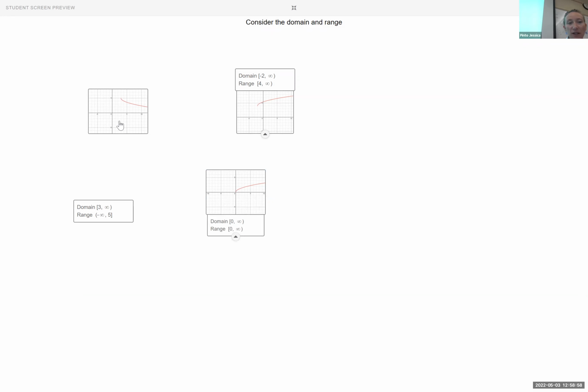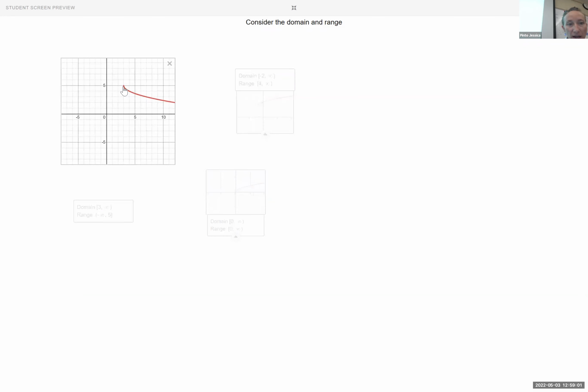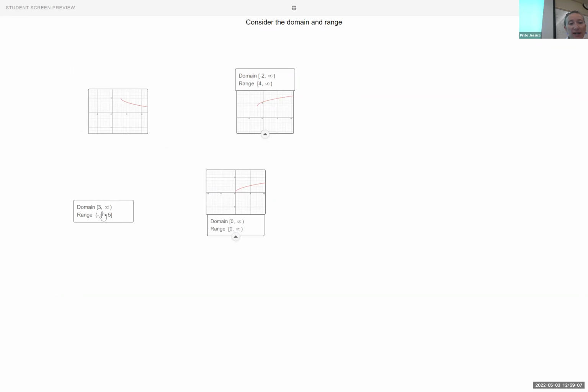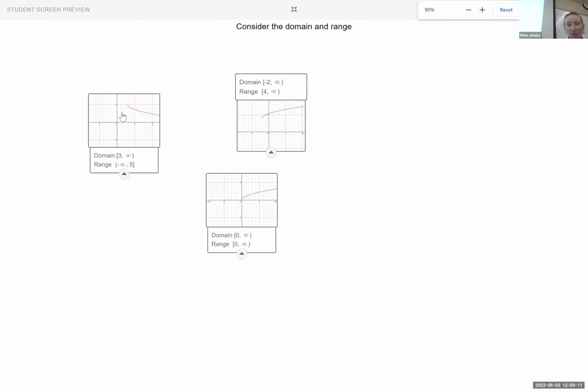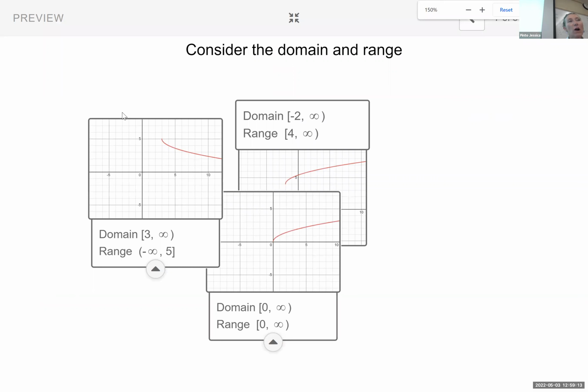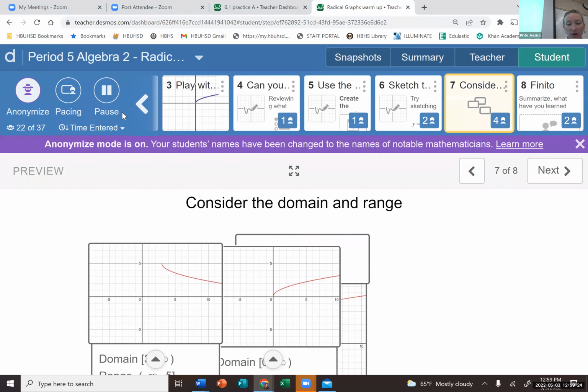And then this one over here, this spot here is 3, 5. I see that it is facing down, and that's why the range has -infinity to 5. So what we're seeing is that the domain and range only have one infinity. The domain always has positive infinity, and the range can have negative infinity. That was the big idea I wanted you to see. Let's take a look at our notes.